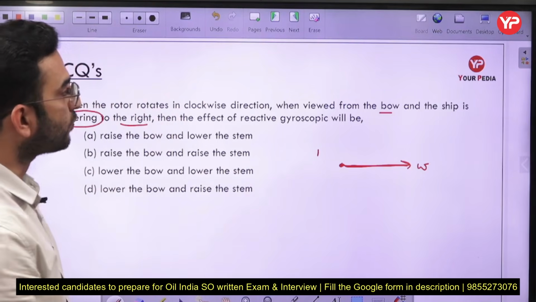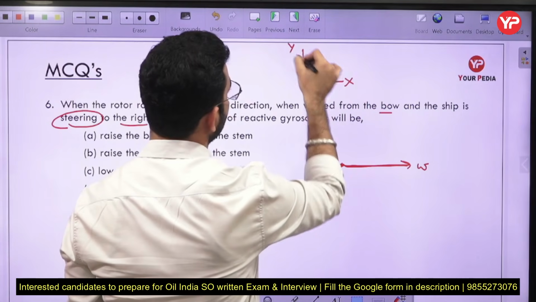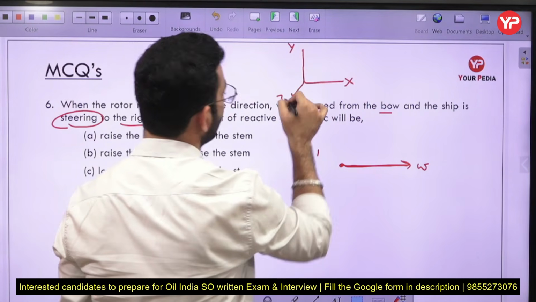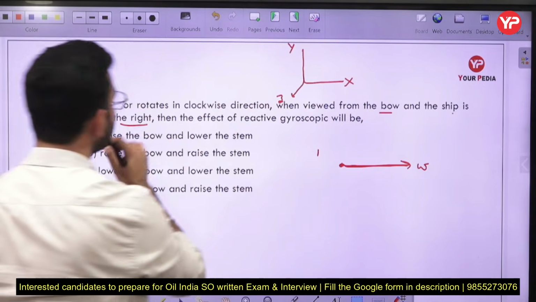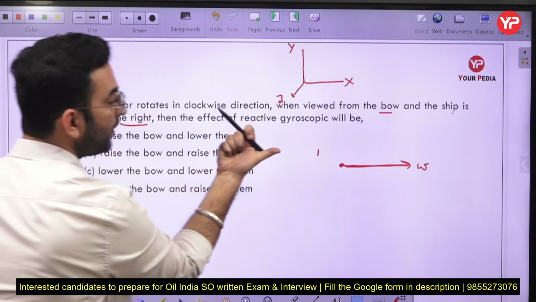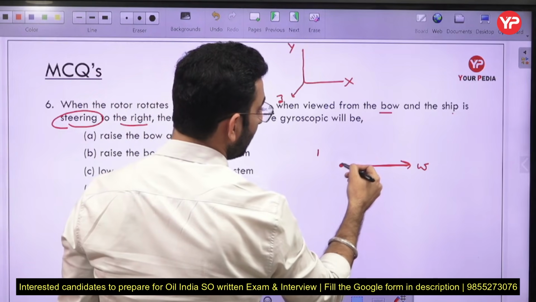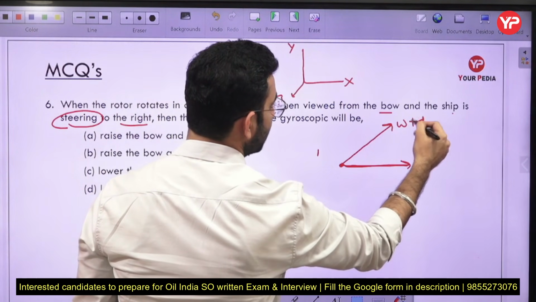Okay, now correspondingly I have to define the coordinate axes also. So here we have x-axis, here we have y-axis, and here we have z-axis. Now what is given to us? The ship is steering to the right. So here you can see the ship is steering to the right. So that simply means in that case the axis of the angular velocity will change like this one here.